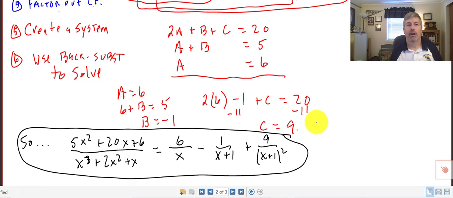So there's your introduction to partial fraction decomposition, and you'll get a couple more problems to work like this when I see you in class.